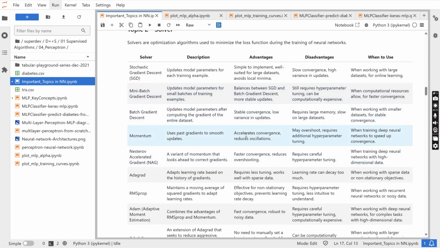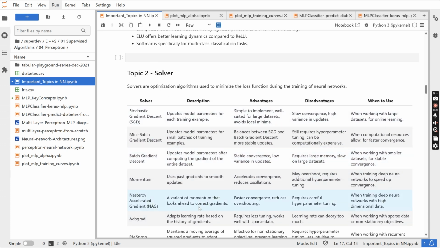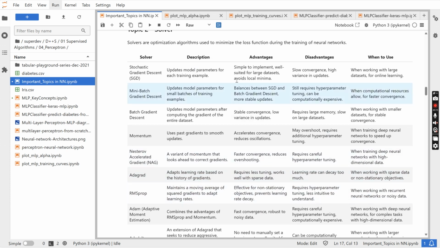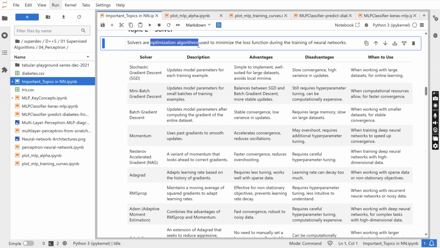solver. Now this is the topic where most of us fail, because there is too much happening in solvers. So solvers we usually call optimization algorithms. The job of all these algorithms is to minimize the loss or minimize the error.